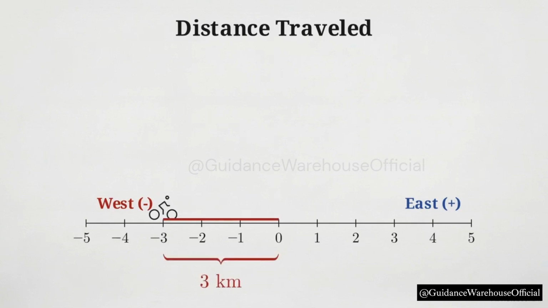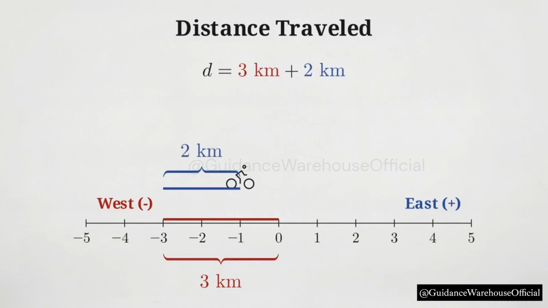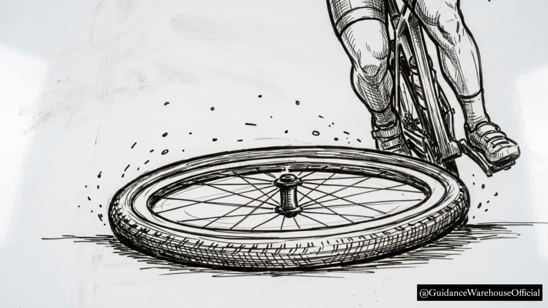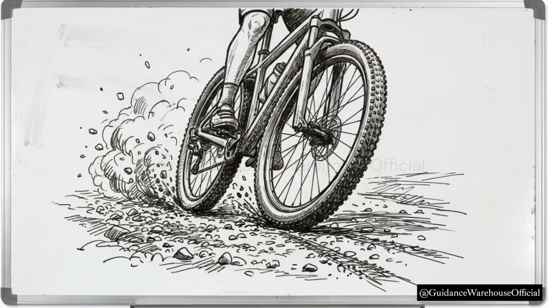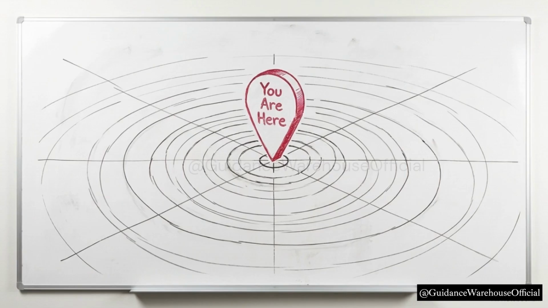To calculate distance traveled, we add the 3 kilometer and 2 kilometer legs together. This gives a total distance of 5 kilometers. This 5 kilometer total tracks the path and the effort expended, but it doesn't describe where the cyclist actually stopped. To find their final location, we have to look at the displacement.